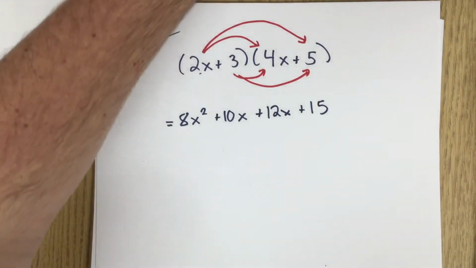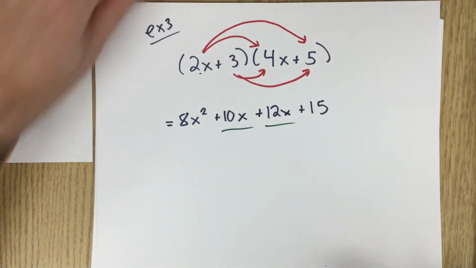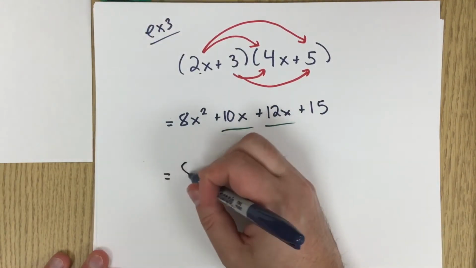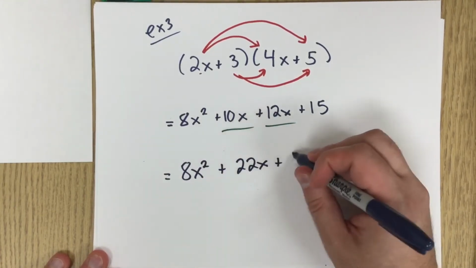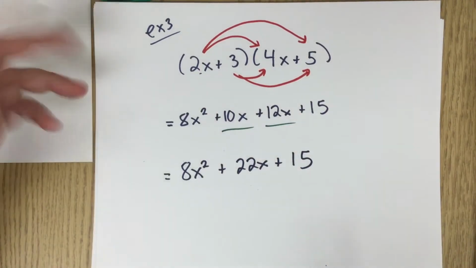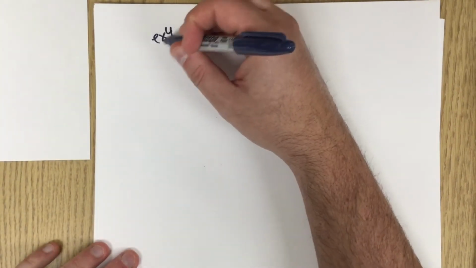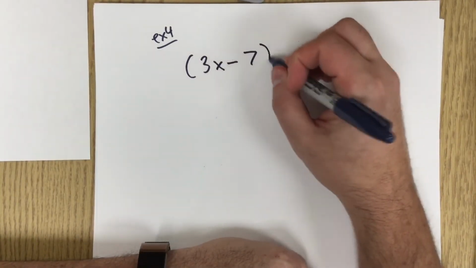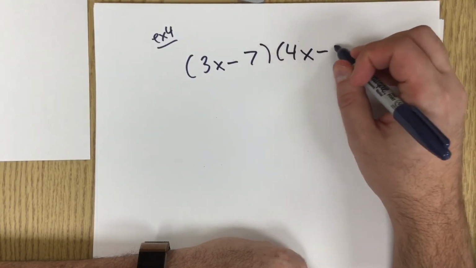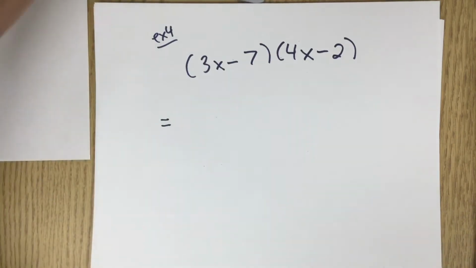What we notice, or what you may not have noticed, is that these are like terms. So what we have then is 8x squared plus 22x plus 15. And that's the answer to that one. Okay, you might know enough now to actually pause the video and try it yourself before you see the answer.